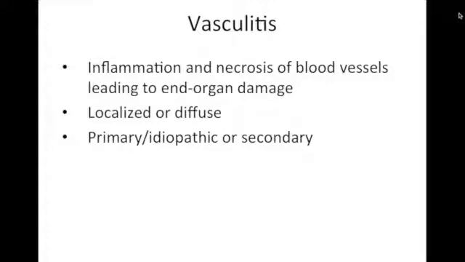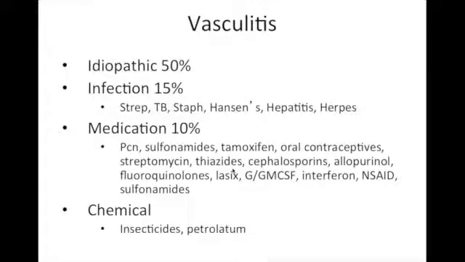Now, vasculitis in itself, I can't really get into this too extensively because this is an hour lecture by itself, definitively. I'm going to highlight some things just to give you some background, and this year I know we have a couple lectures on this topic. Vasculitis in itself is inflammation and necrosis of blood vessels leading to end organ damage, whether it's the skin or underlying internal organs. It can be localized or diffuse, and these can be primary or idiopathic or secondary. This is not the classification we typically use, but just to give you an idea, the causes of vasculitis are extensive.